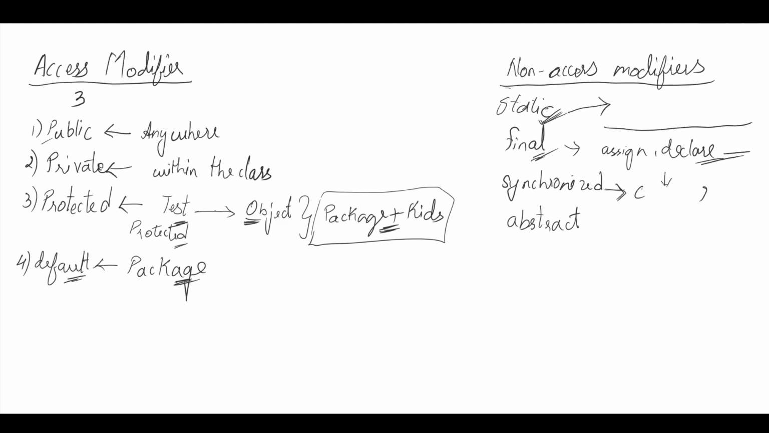And then abstract. This is like the dish is prepared, but something is incomplete. There are things that need to be added while eating to make it complete. So abstract is like incomplete, and something has to be done to complete it. So these are basically access modifiers and non-access modifiers.